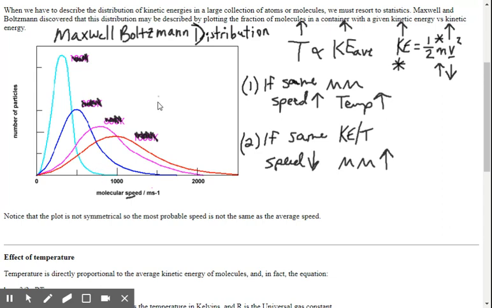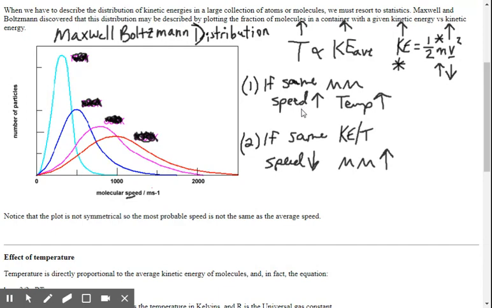Let's talk about our first question. Let's say that all four of these lines are dealing with the same particle, the same molecules. Let's say they're all oxygen. So what we want to know is which one of these lines is at the highest temperature, or which one is at the lowest temperature. Conceptually, as speed increases, my temperature increases. So if I want to look for the highest temperature out of these lines, I want to look for the line that has the greatest speed.